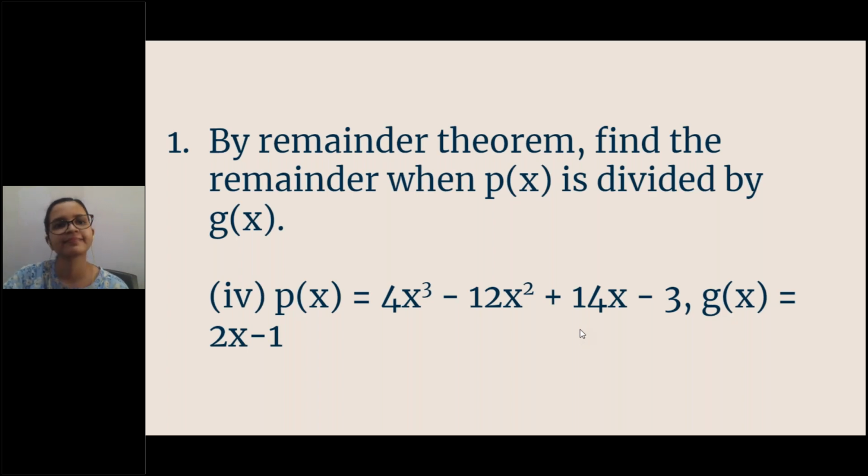Awesome. Molly, check your answer once. So g of x is 2x minus 1 equals to 0, or x is equal to 1 by 2. No, what will it be? 2x is equal to 1, or x is equal to 1 by 2, right? So substitute x equal to 1 by 2. Yes, Raghav, you're right.